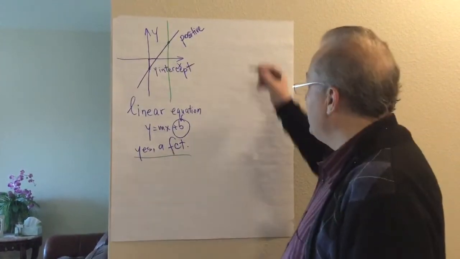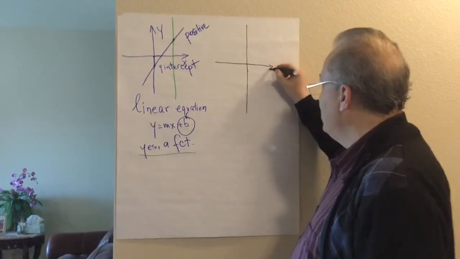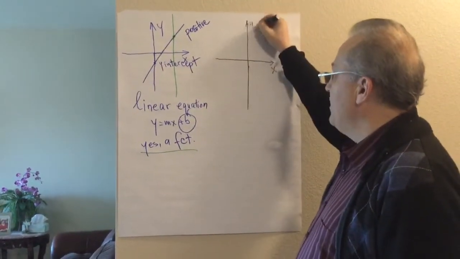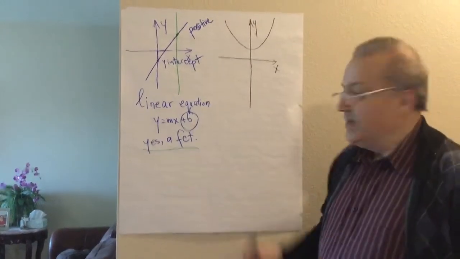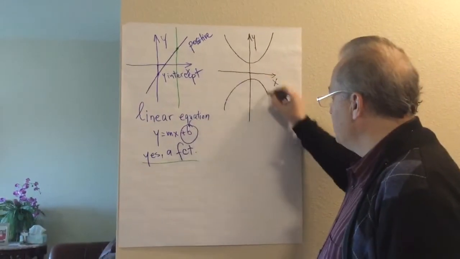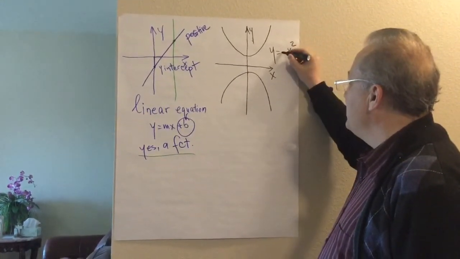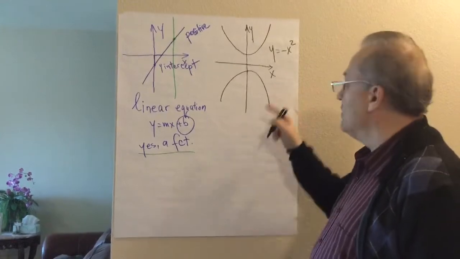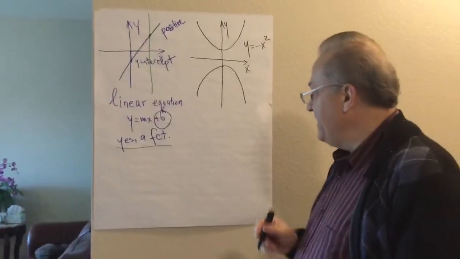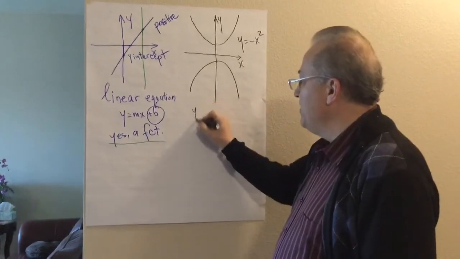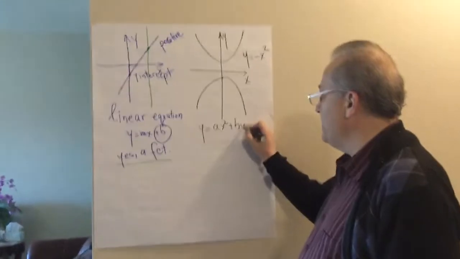When you look at the quadratic equation, I still have the coordinate plane, x and y, and the quadratic equation looks like this. It could look downward. If the number in front of x squared is negative, then it looks downward. If it's positive, it goes upward. Question: is this a function? Normally, you write it like y is ax squared plus bx plus c.